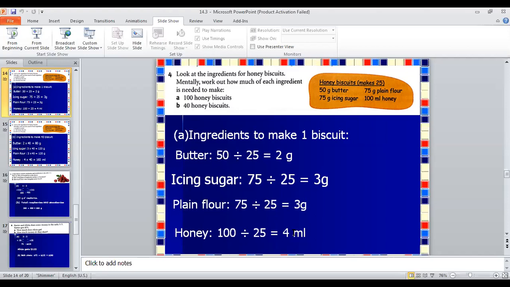This is part A. Now part B says 40 honey biscuits. So I multiply this amount by 40. Right, that's it.